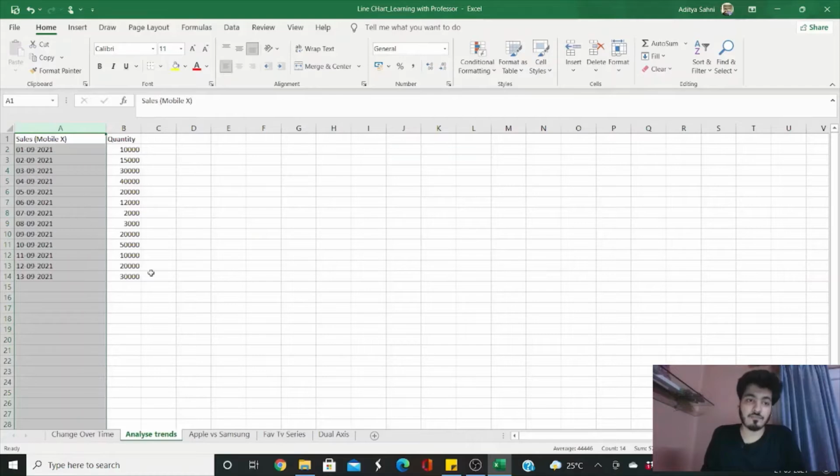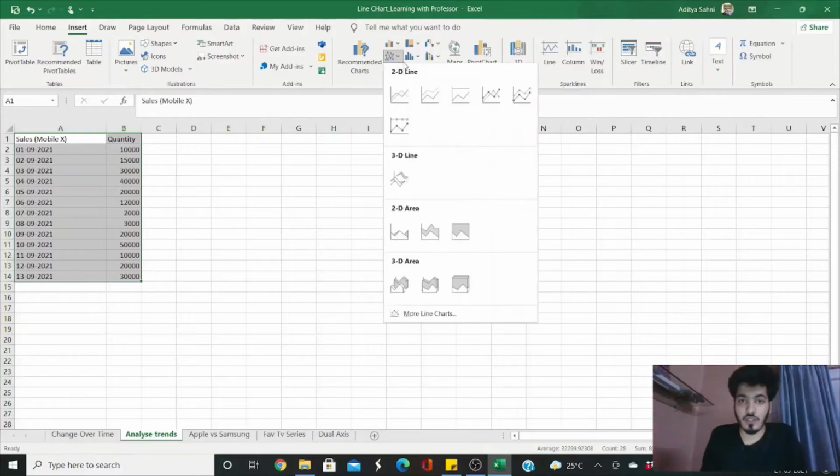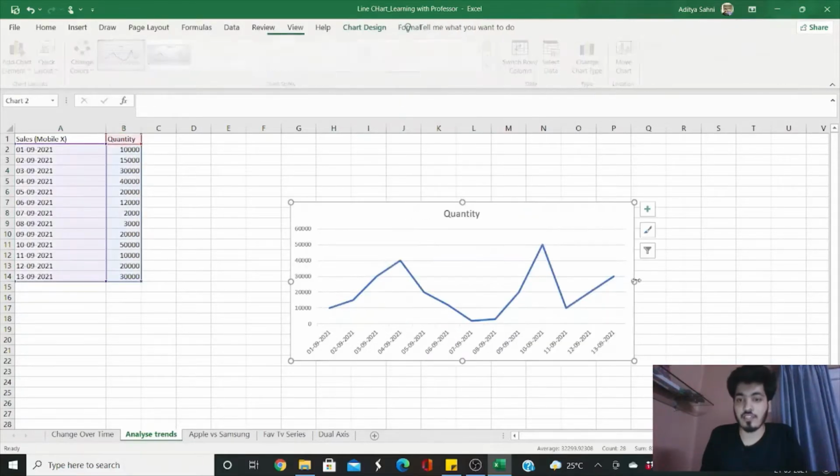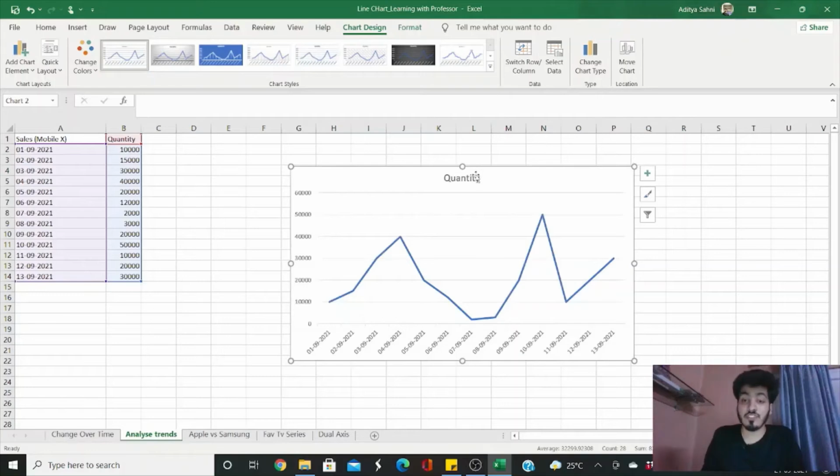Suppose we have a mobile phone X, selling different quantities, and we want to see this in action. If we show it in a line chart, perfect. Now it is much more insightful. We can see from this graph that the maximum quantity sold was on 10th of September, and the lowest was on 7th and 8th September, when the quantities sold were less.